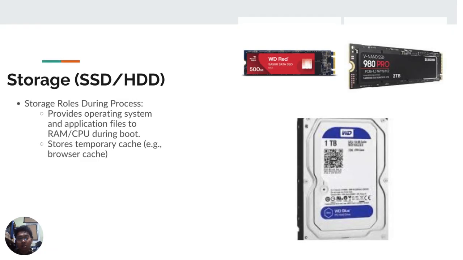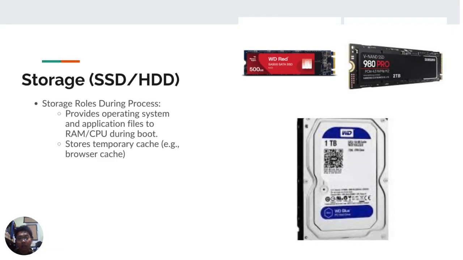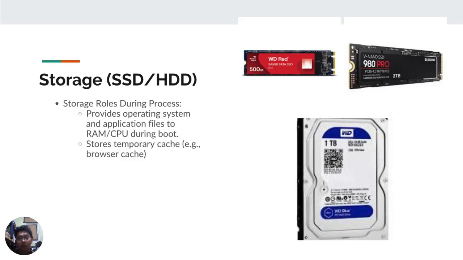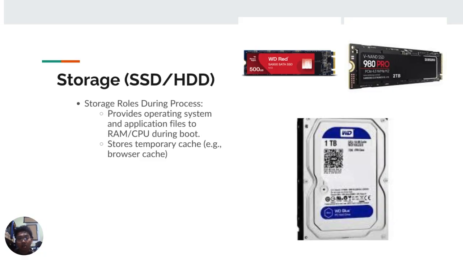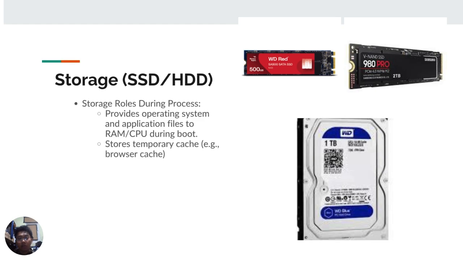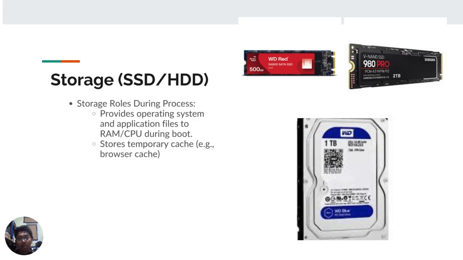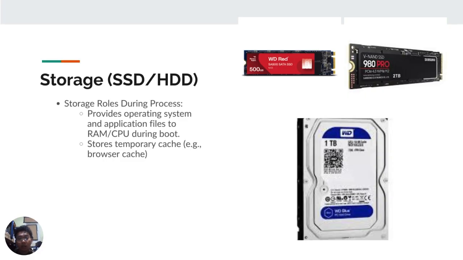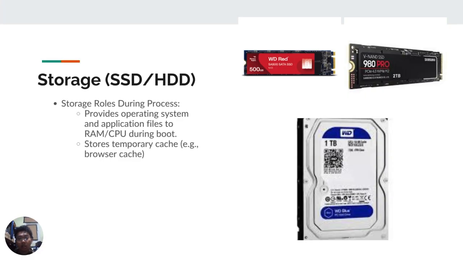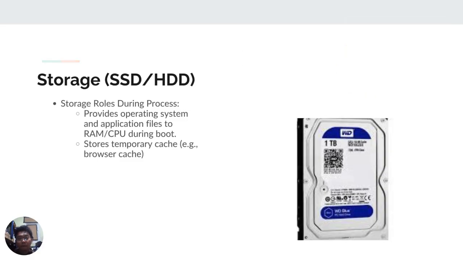Next, there is storage. Storage is used to store permanent data such as application data and file. Can also store temporary chats. Storage can use SSD or HDD. The difference between the two lies in their size, where SSD is like a RAM chip while HDD is like a hard disk.